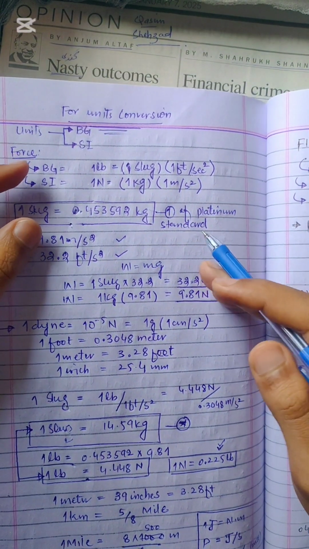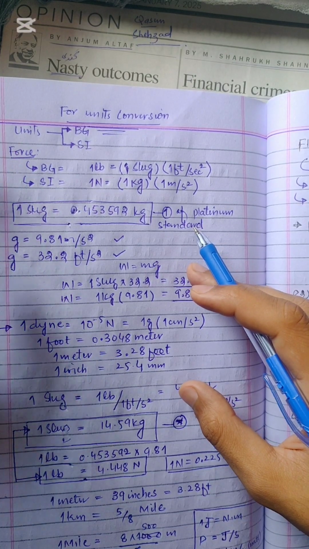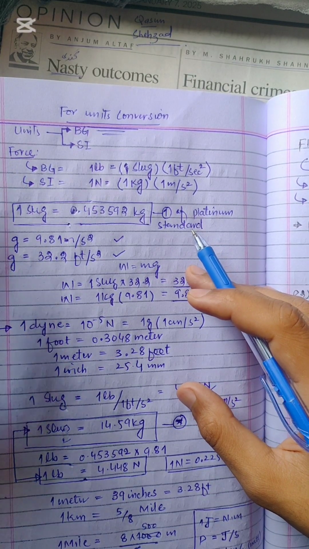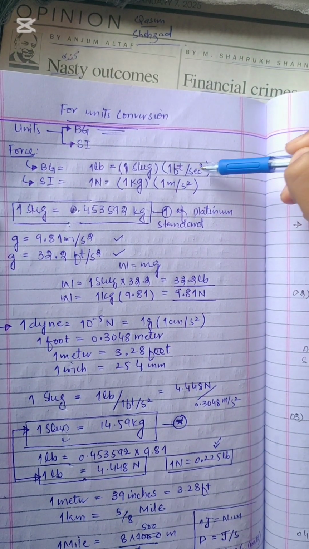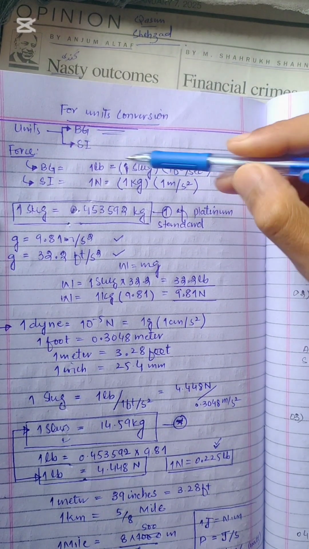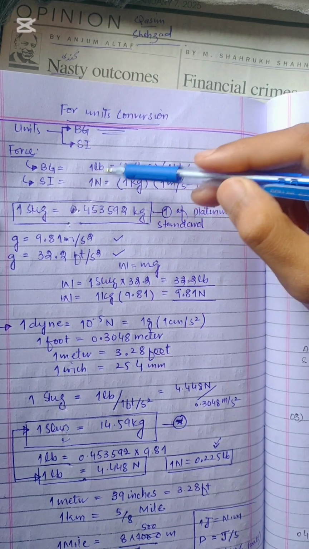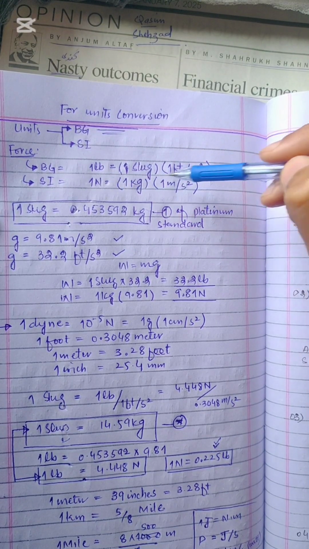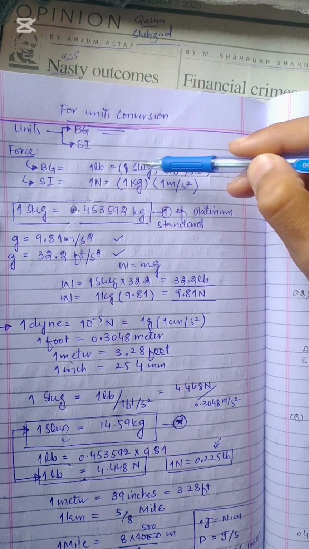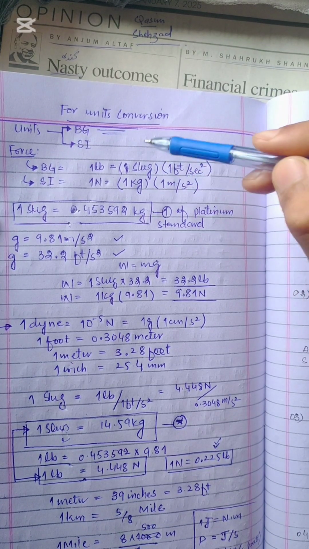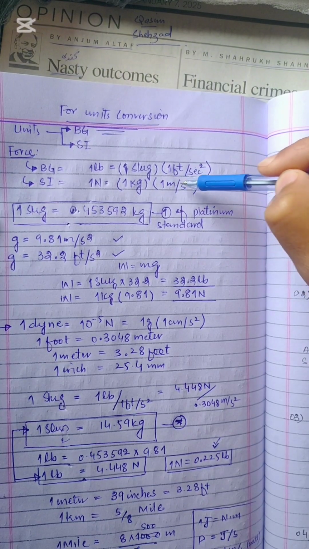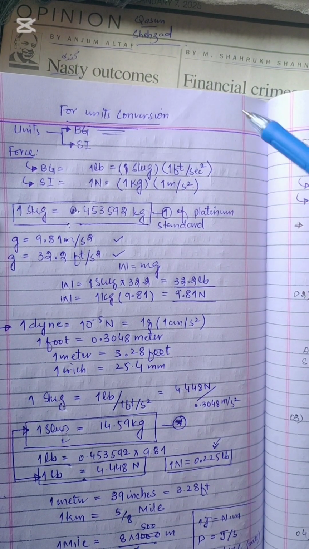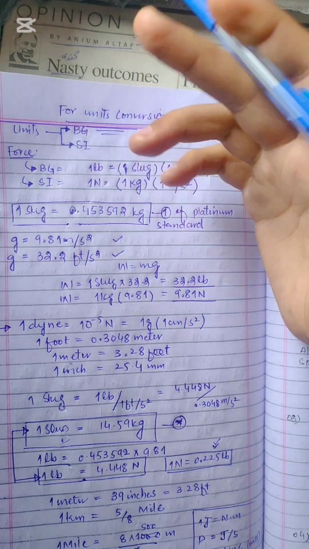The force unit in the British system is the pound. In the SI system, the force unit is the Newton. So 1 pound equals 1 slug times 1 foot per second square, and 1 pound can be replaced in SI by 1 Newton, which equals 1 kg times 1 meter per second square. 1 slug is also a unit of mass, and 1 kg is also a unit of mass. 1 foot per second square is a unit of acceleration, and 1 meter per second square is also a unit of acceleration.